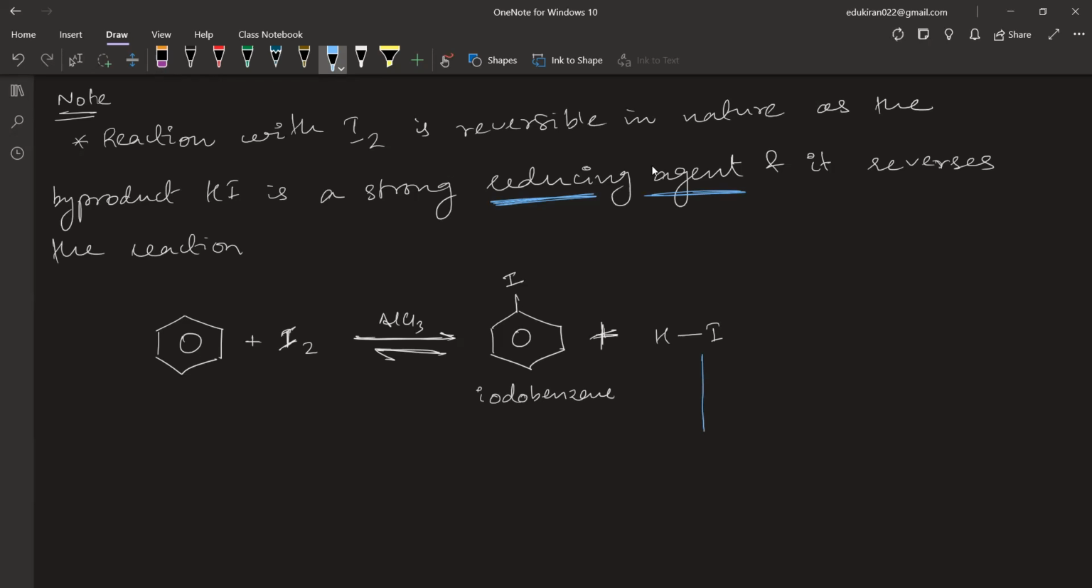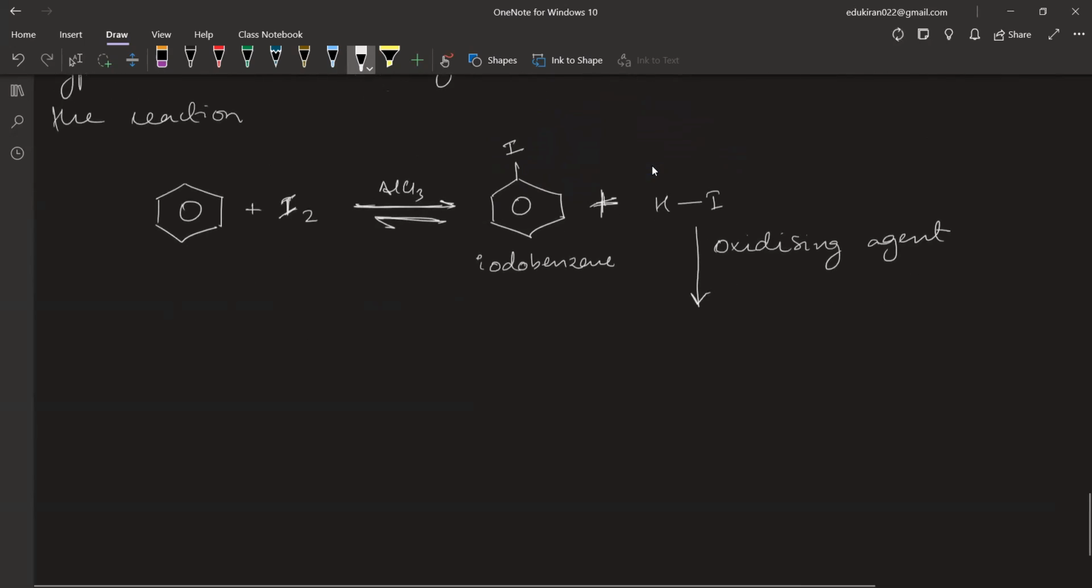We have to add an oxidizing agent. If I add a reducing agent and an oxidizing agent, what will both do? They will react with each other. So the reducing agent requires an oxidizing agent, and they will do a redox reaction very happily. Then HI will not do anything to iodobenzene. He will leave iodobenzene on its own. He is not going to do anything to iodobenzene.